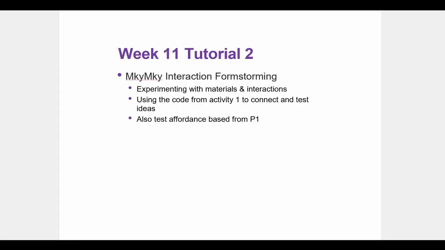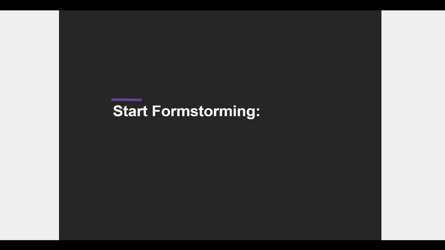Now that you've had a chance to take a look at several different ways of doing the fabrication, let's focus on the Makey interaction form storming. You want to be experimenting with materials and interactions. You want to be using the code from Activity 1 to connect and test your ideas, and also start testing affordances around you based on Project 1. Now jump in and start form storming.